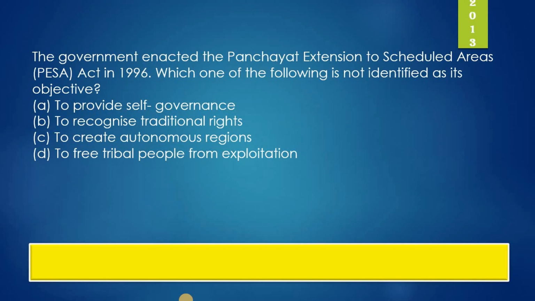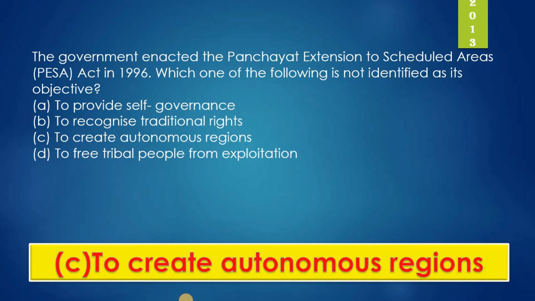Okay, PESA Act. So the options are to provide self-governance, to recognize traditional rights, to create autonomous region, or to free tribal people from exploitation. So the answer is option C, that is to create autonomous region. Okay, so basically, as we know, the PESA Act was enacted because the provisions under the 73rd and 74th Amendment Acts did not automatically extend to the 5th scheduled areas, but it was meant to provide institutions of local self-government in the scheduled areas. The Act was mainly made to recognize the traditional rights of the tribals.